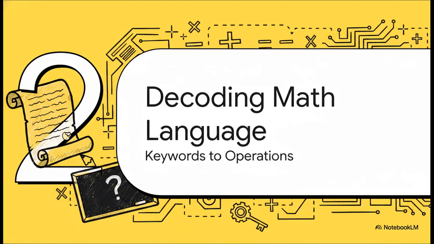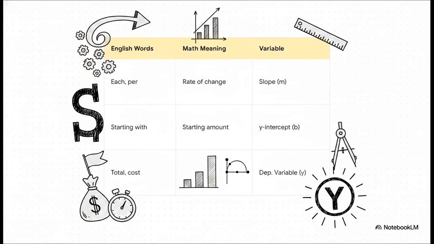Section 2. Decoding the math language. All right, get your pencils ready because you are about to become expert code breakers. Now, what's really interesting here is how everyday English vocabulary maps perfectly to math symbols. When you read words like each, per, or every, your brain should immediately say, aha, that's a rate of change. That means we need to multiply. And in our math language, that gives us our slope, which is the variable m.